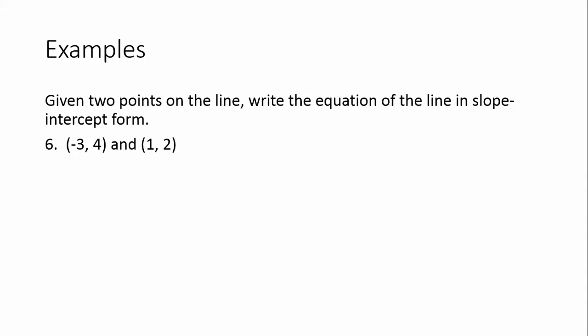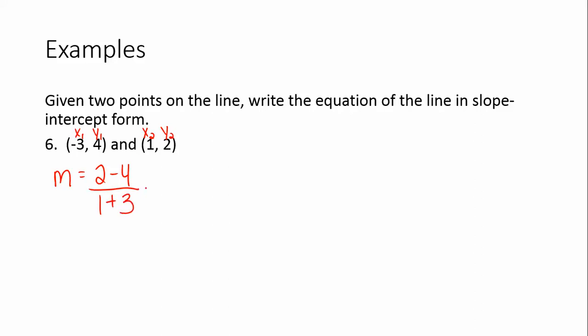Last example, if you'd like to pause the video here, try this one on your own. So you're finding the slope using the formula. Then you need to find b, and then plug both of those pieces in to write the equation. So we get x1 and y1, x2 and y2. I'm not going to write the slope formula this time. I know that it's y2 minus y1 over x2 minus x1.